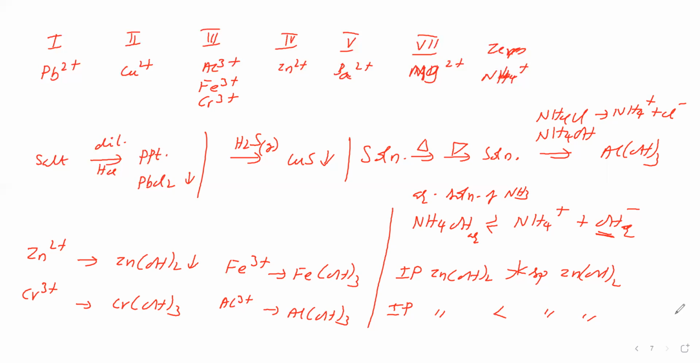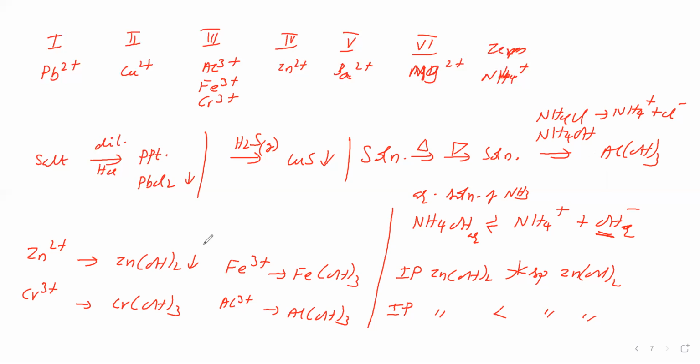Okay. Therefore, why do group 4, group 5 and group 6 cations not precipitate in group 3? Because ammonium chloride gives ammonium ion, which is the common ion. Because of the common ion effect, the OH minus concentration is reduced. With the reduced concentration, the available concentration of OH minus is enough to precipitate group 3, but not group 4, group 5, group 6.